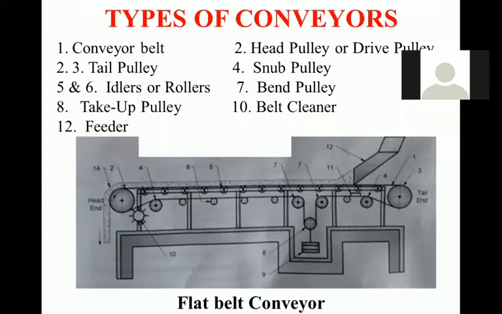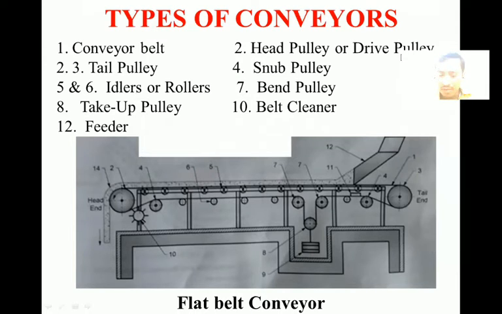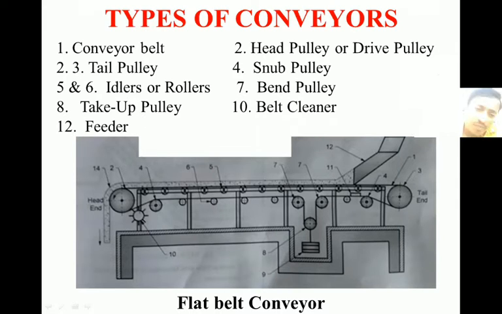Okay, so flat belt types of conveyors. In that, it is the flat belt conveyor. Normally it is the most widely used type of conveyor. It is used in many industries, like chemical industries, thermal power plants, and many other industries where you need to transport material from one place to another, especially bulk loads.